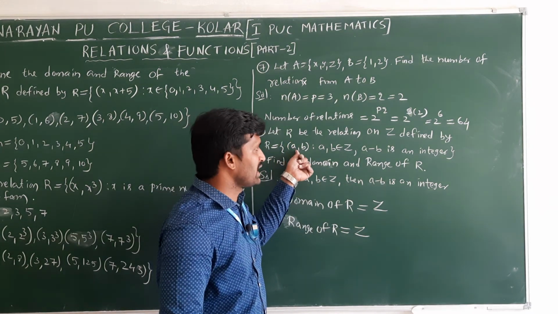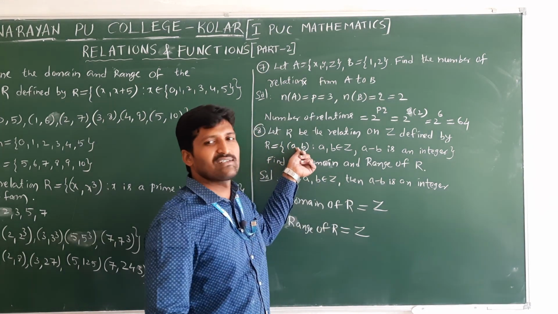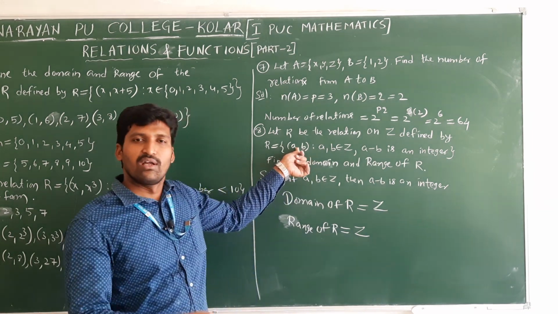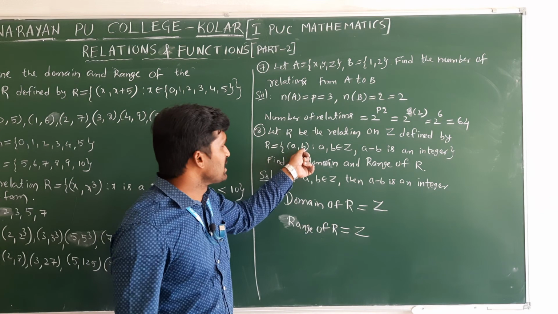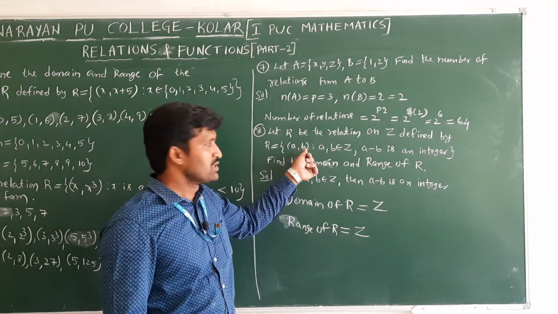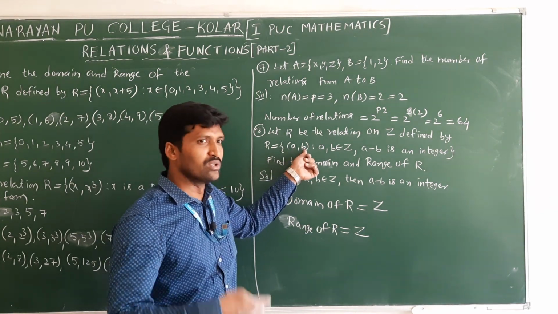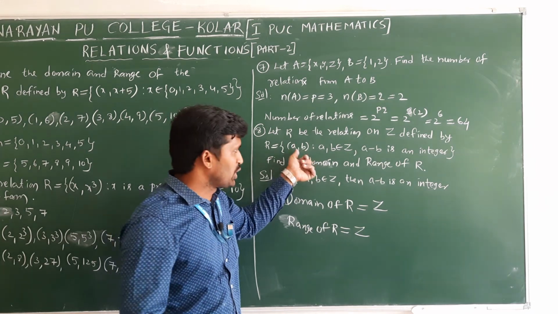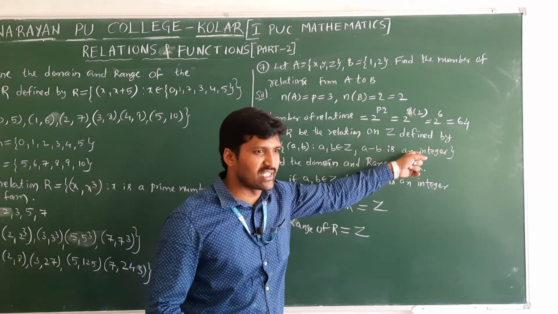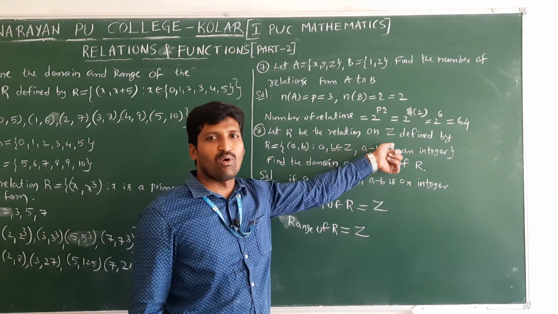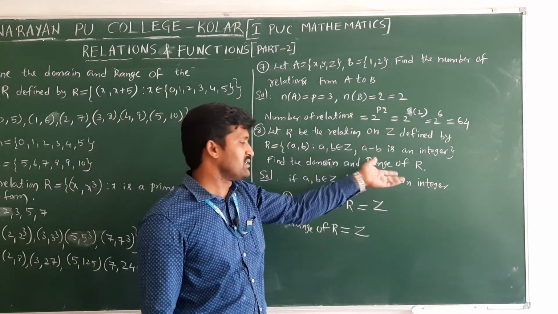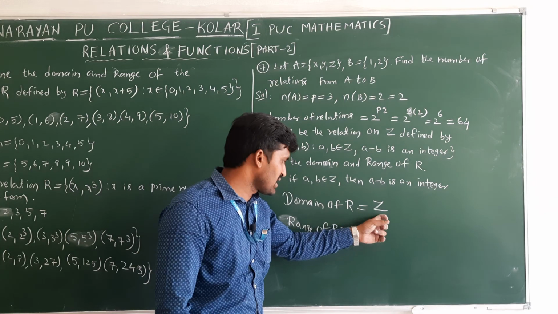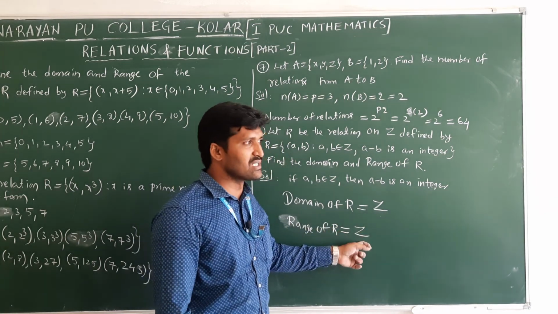1, 2, 3, 4, 5, 6. Negative side, 0 I can take, negative means minus 1, minus 2, minus 3. In the place of B also we can take any number: 0, 1, 2, 3, 4, 5. 0 minus 0, 0 I will get, 0 is an integer. 1 minus 1, 0, integer. Next 1 minus 2, minus 1, integer. That's why the domain is integer, range also integer.